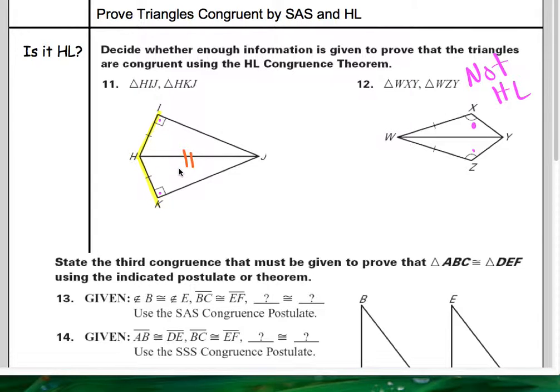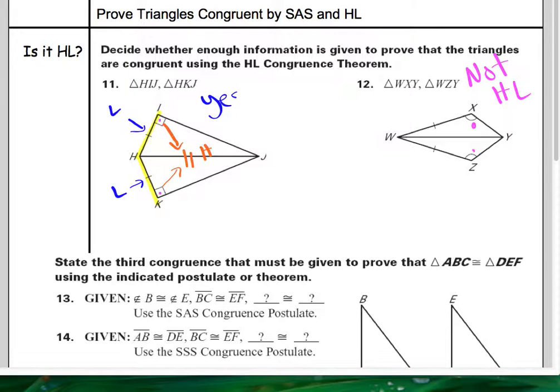Let's think about if the hypotenuse is marked. Remember that across from the right angle is the hypotenuse. The hypotenuse is actually the shared side in this picture, so the hypotenuse is marked. Now let's make sure that we have a leg marked in each of the triangles. Here is a leg, and here is a leg. So this does fit the hypotenuse leg theorem.